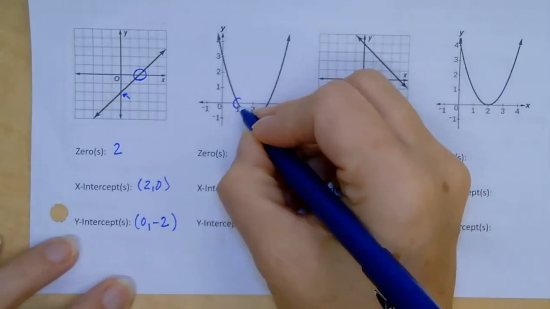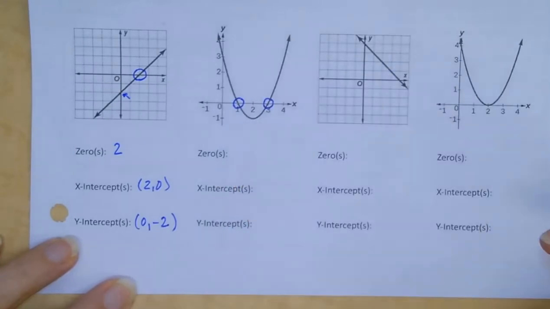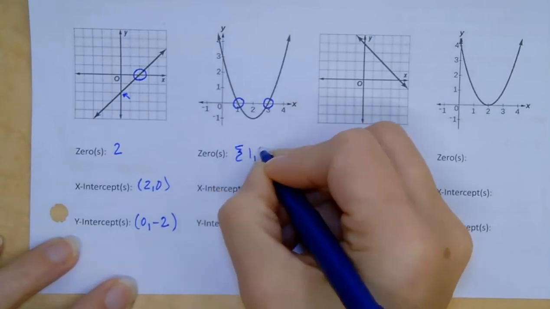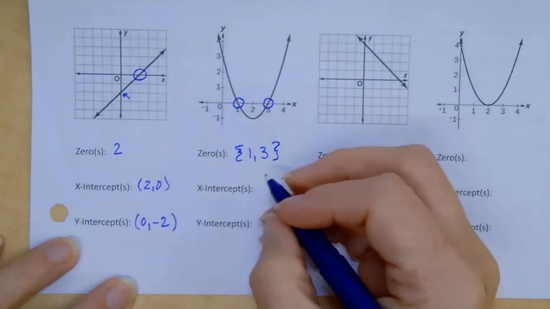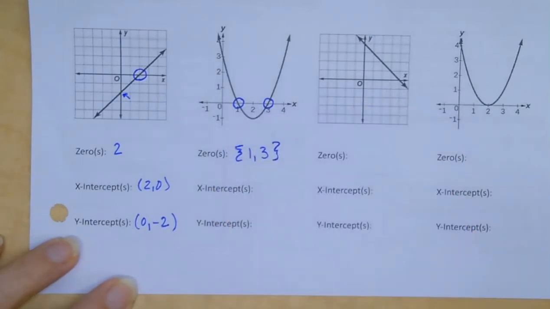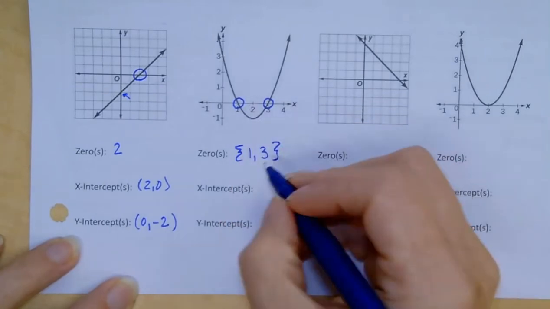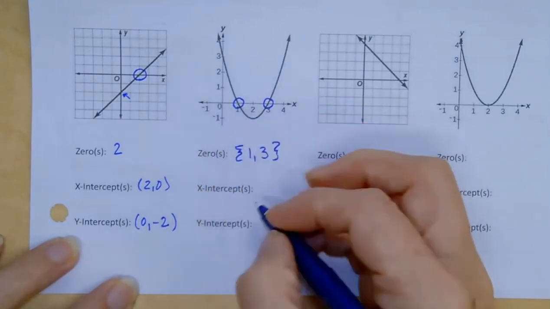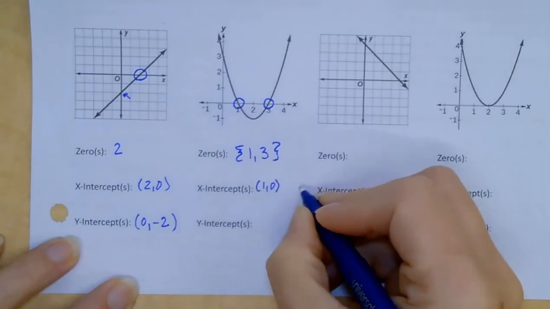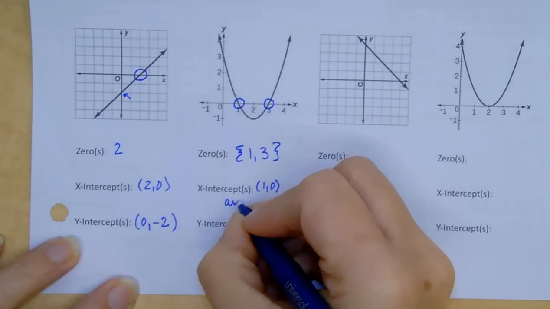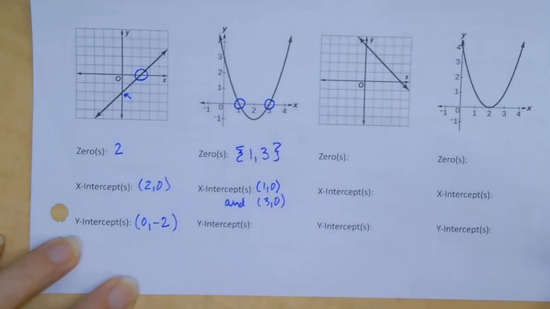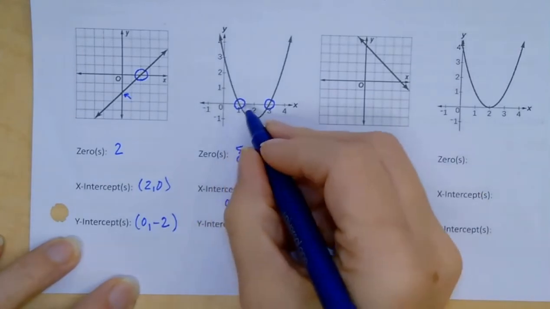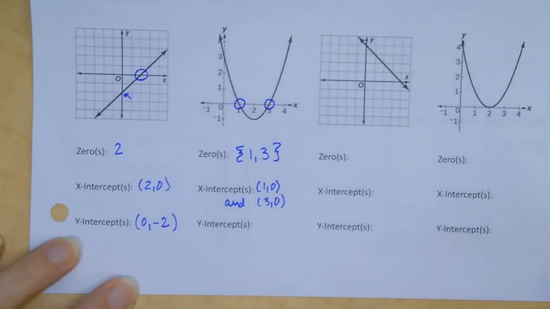What are my zeros? Those are the numbers where I cross that x-axis. So my zeros are 1 and 3. I'm going to tell you it's the set of numbers that includes 1 and 3, so I'm using my curly braces. All right, so what are the x-intercepts? Well, those are the points at which I have a 0. So the points at which I have a 0, I'm going to say this would be (1, 0), and over here this would be (3, 0). Those are both x-intercepts. Those are both places where I have a point that is on the x-axis.